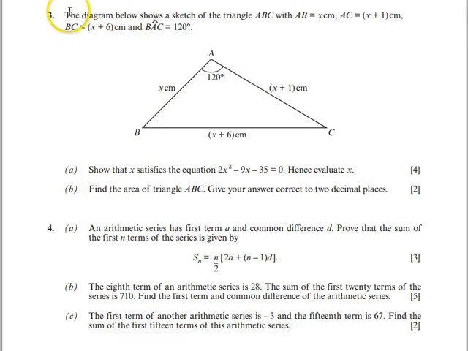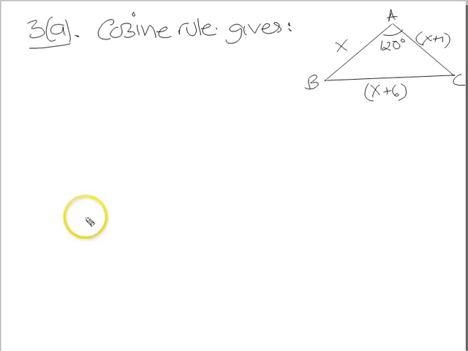Okay guys, let's have a look at question 3 then. The diagram below shows a sketch of the triangle ABC, here it is here, with AB as x, and then AC is x plus 1 centimeters, and BC is x plus 6 centimeters, and the angle BAC is put in there at 120. And it says show that x satisfies the equation given by this 2x squared minus 9x minus 35 equals 0. Hence evaluate x.